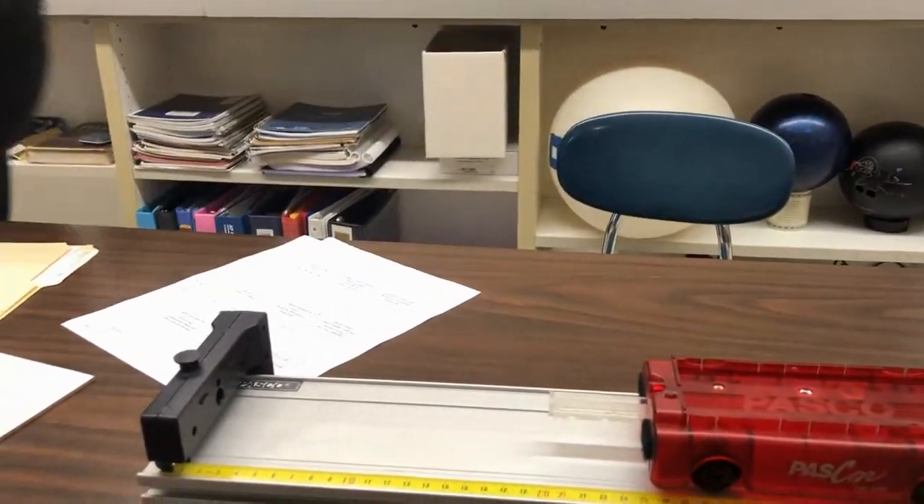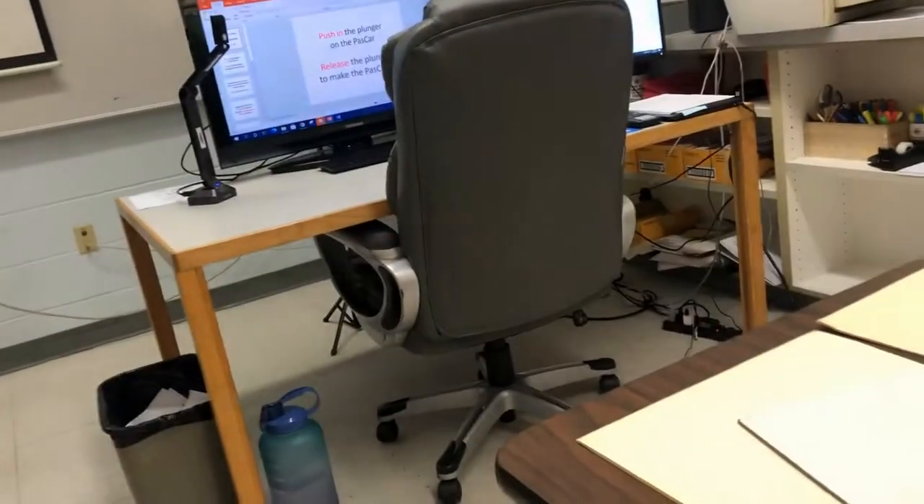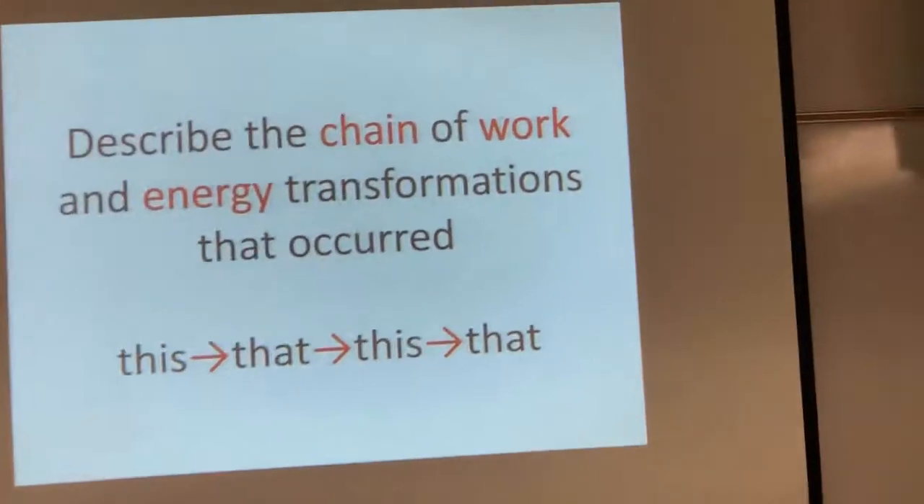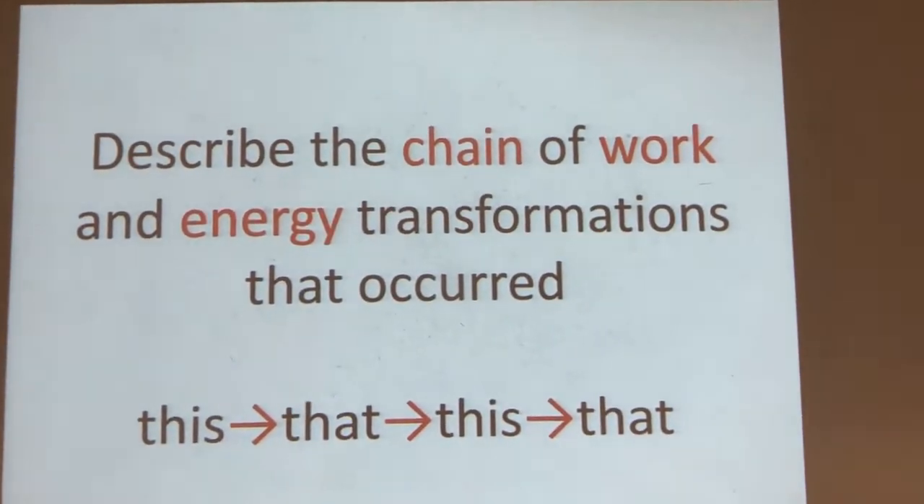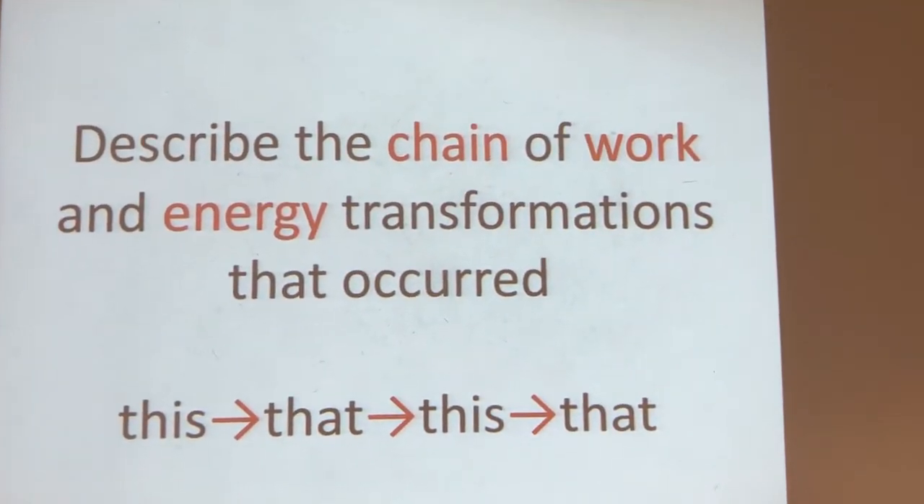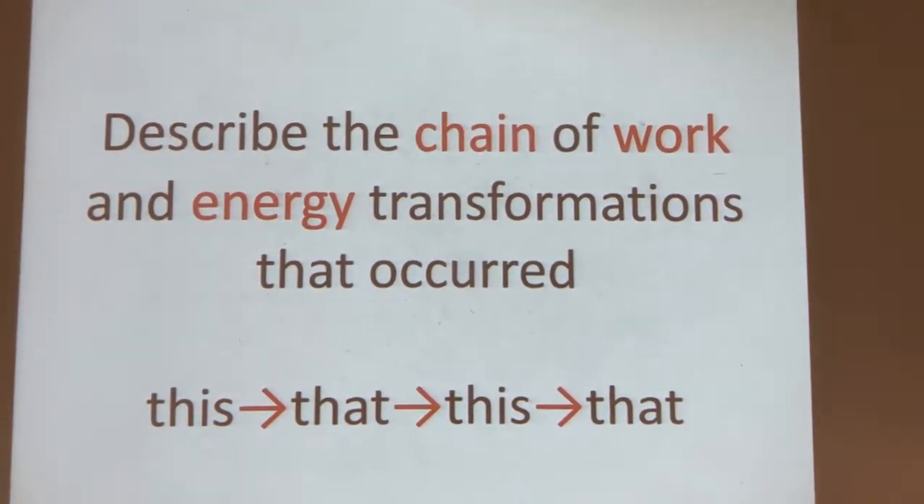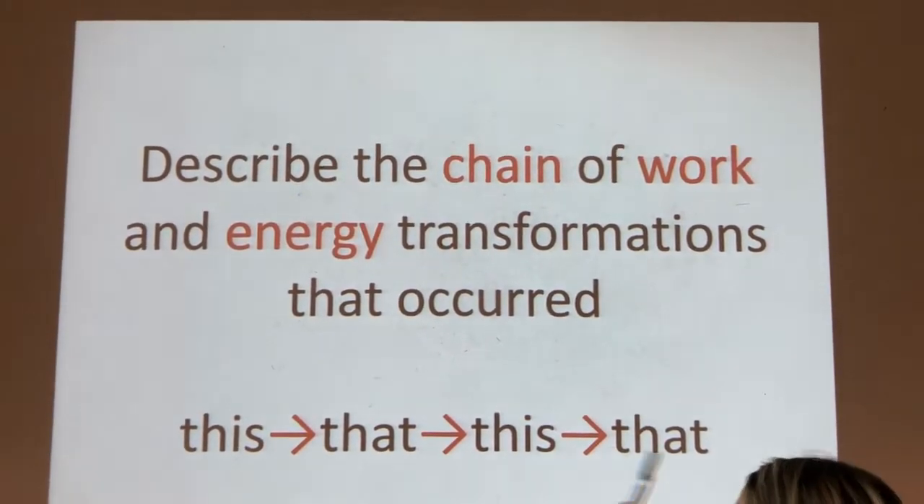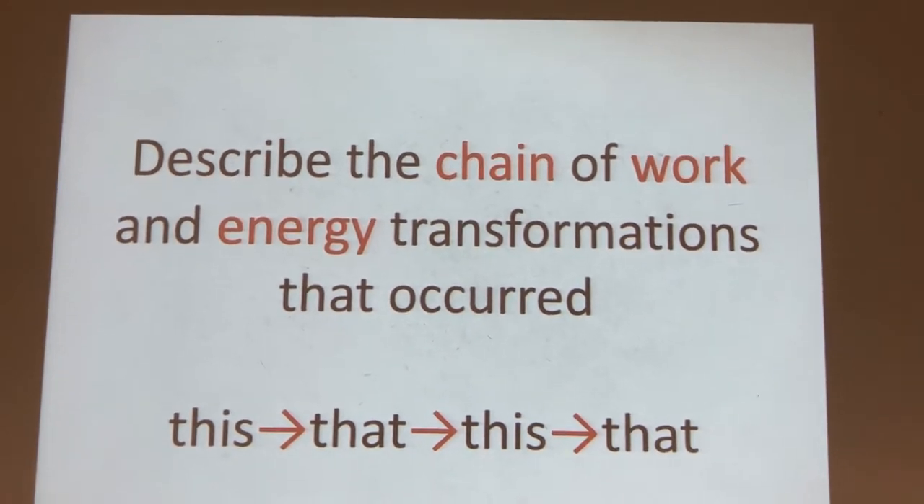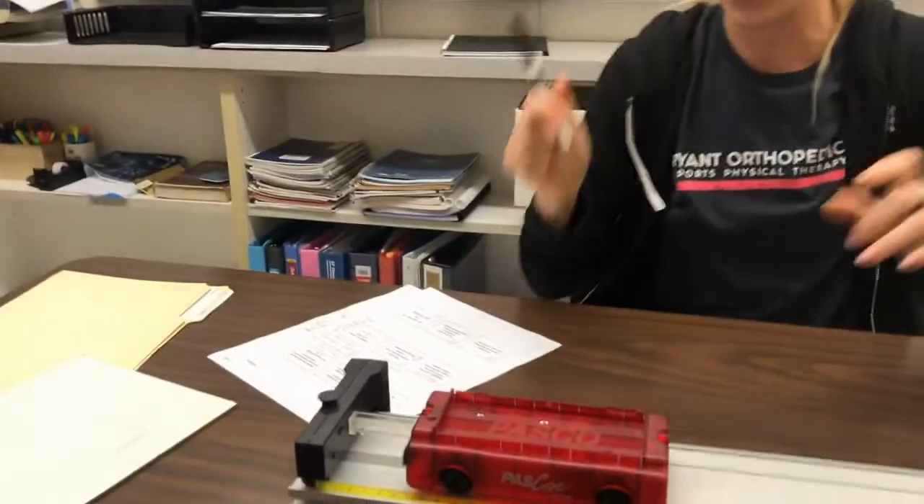Okay, so what question do I have with this? My question is, I'm going to do it again. Describe the chain of work and energy transformations that occur. It was a simple thing, but there are four things going on. There are four things I want you to be thinking about: four transformations between work and energy.